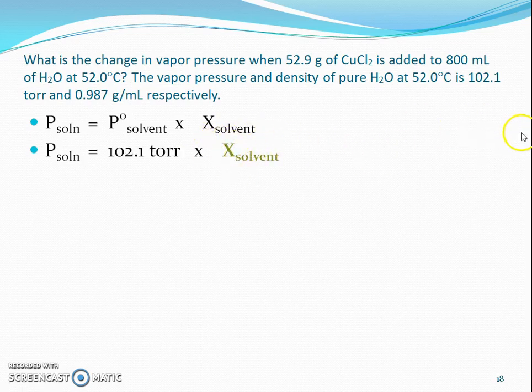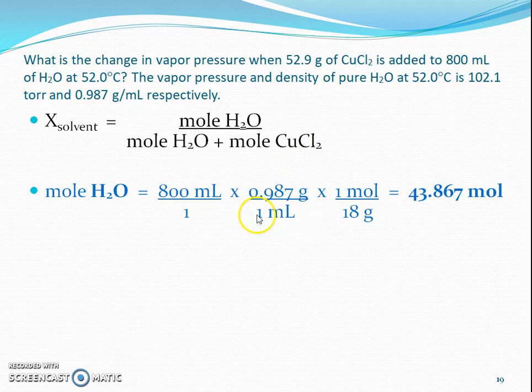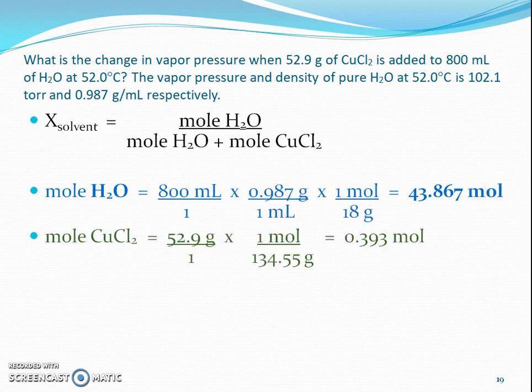We need this x, right? We need that mole fraction. Well, that mole fraction is going to be tricky. For some of you, you're like, we're going to find the moles of the water and the moles of the copper(II) chloride. Yes. Here, though, again, a little tricky because we're going to use that density. So milliliters to grams using density and then using the molar mass to get to moles.